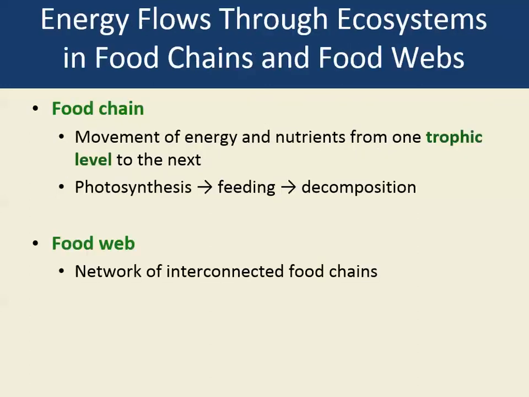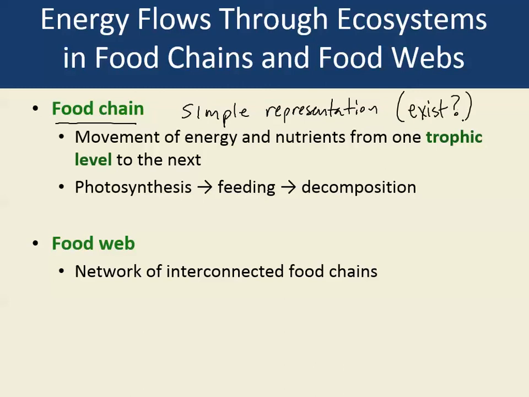Let me show you what I mean. In a food chain, the movement of energy and nutrients from one trophic level to the next actually goes from photosynthesis into feeding into decomposition. A food chain is a very simple representation, and usually it's so simple that it doesn't really exist in its simplicity. Really what we want to talk about is food webs. But when we talk about the transfer of energy from one level to the other, we're going to do it in terms of a food chain just because it's a little easier to understand.